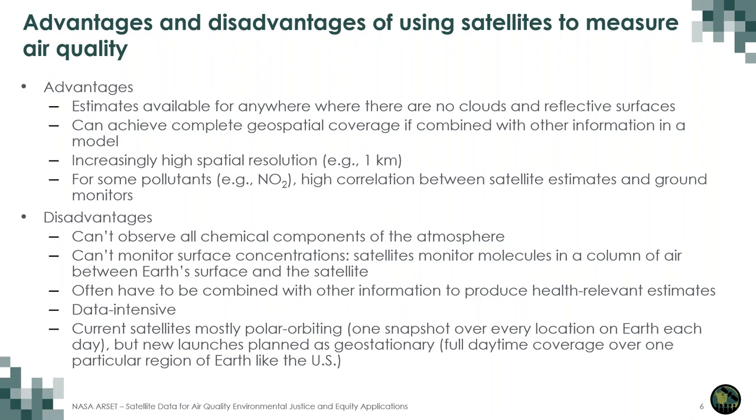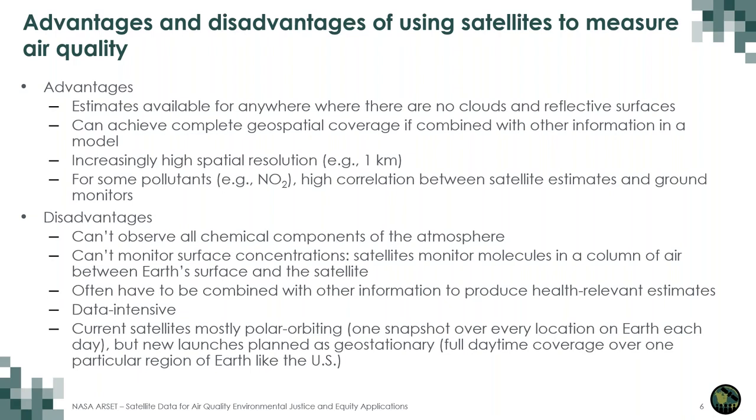For some pollutants, like nitrogen dioxide, we also have a very high correlation between satellite estimates and ground monitors. So what the satellite is measuring is the total amount of pollution from the ground level all the way up until the satellite. That's what we think of as a column of air. With nitrogen dioxide, there's a really high correlation between the satellite estimates of those column measurements and the surface level concentrations at the ground. But satellites also have disadvantages.